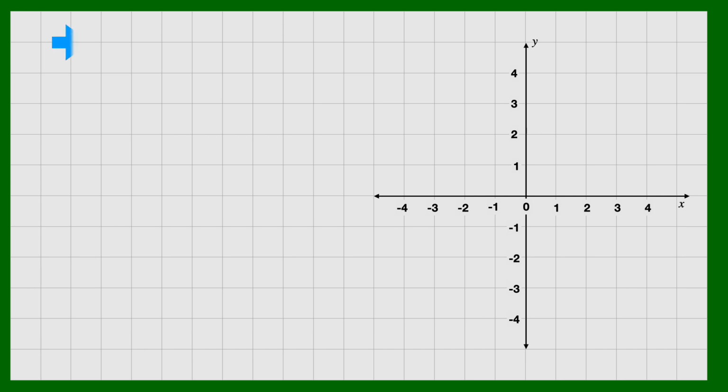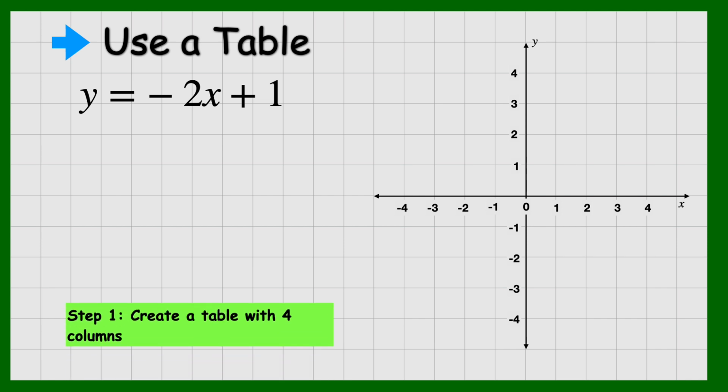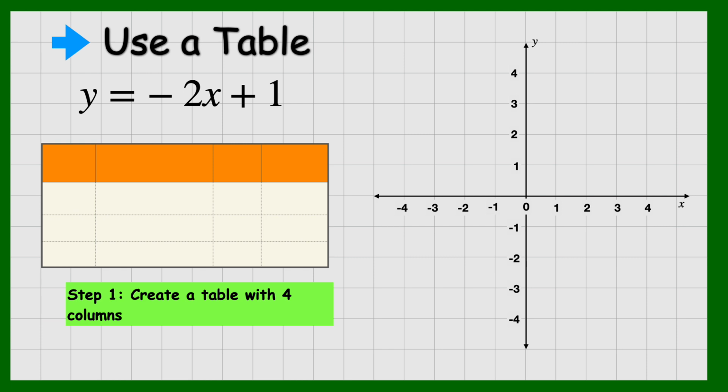Today I'm going to show you how a table can be used to graph linear equations. Let's look at this linear equation y equals negative 2x plus 1. The first step is to create a table with 4 columns. Label the first column x, the second with the linear equation we are trying to graph, the third will be y, and the last column will be the ordered pair x comma y.